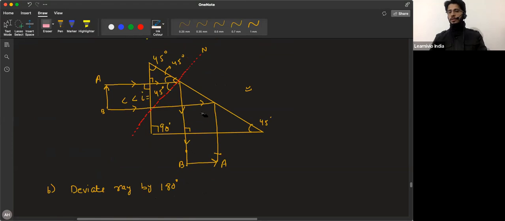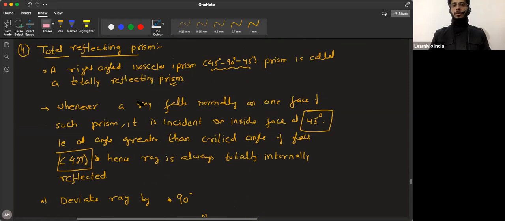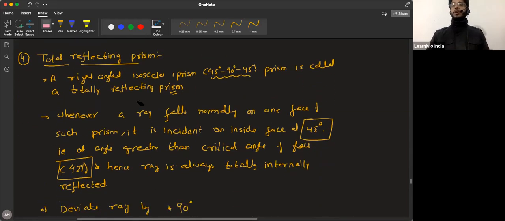Is it clear how it is deviating by 90 degrees? Yes, sir. Just one single TIR, and you can also do image formation here. This object which was erect gets tilted by 90 degrees. Note it down. Then we'll see how we can deviate a light ray by 180 degrees using a prism. Now it will undergo 2 TIR.